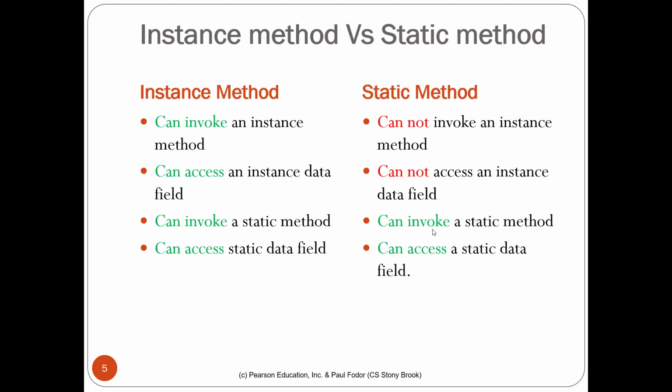Whereas for static methods, we have some restrictions. A static method cannot invoke an instance method. A static method cannot access an instance data field, but a static method can access a static data field, and a static method can invoke another static method. To keep the static thing simple, static methods can only access static data fields and can only invoke static methods. If you look at it and try to understand these concepts from what we have discussed till now, I believe it will make a lot of sense.